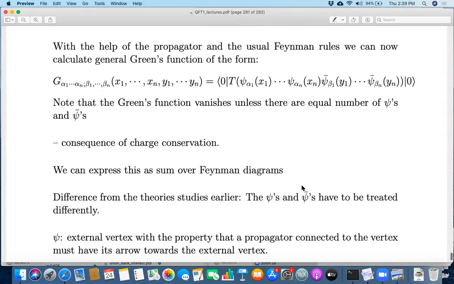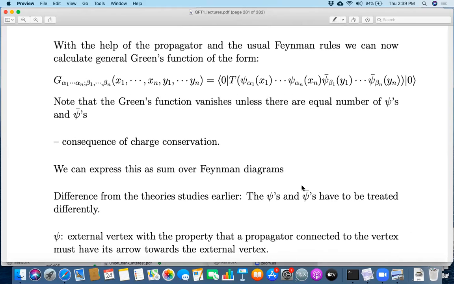Okay. So now let me tell you how to calculate a general Green's function. Once we have the propagator, we can calculate general Green's functions. The general Green's function that you want to calculate is of this kind. Here we have a set of psis and a set of psi bars. Again, it's easy to see that unless the number of psis and number of psi bars are the same, the result will be 0. So I have taken n psis and n psi bars, but the arguments are of course arbitrary, x1 to xn, y1 to yn. The indices are alpha 1 to alpha n and beta 1 to beta n.